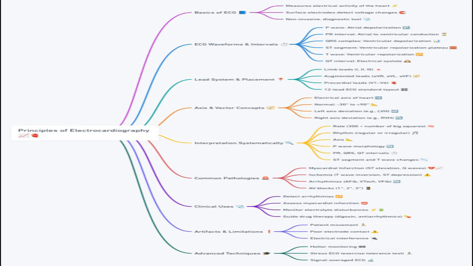So the purpose in clinical use is that it detects and diagnoses arrhythmias, myocardial infarction or ischemia, conduction abnormalities, and electrolyte imbalances. It serves as a screening and monitoring tool in both acute and chronic cardiac conditions.